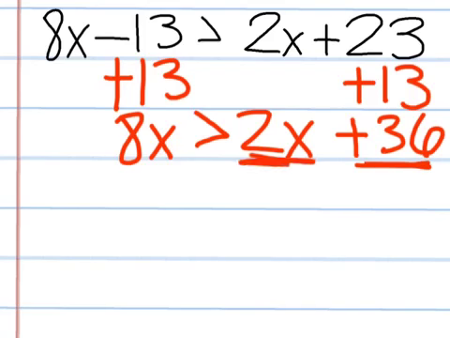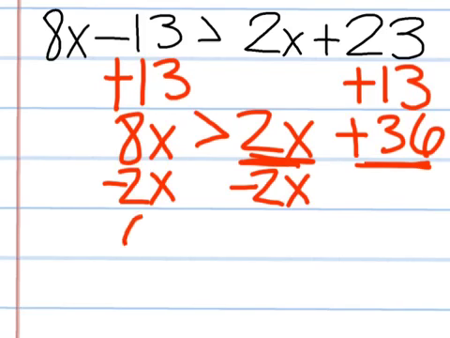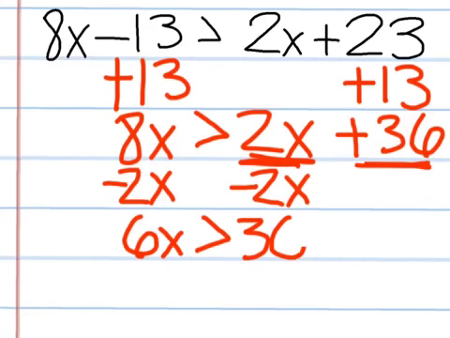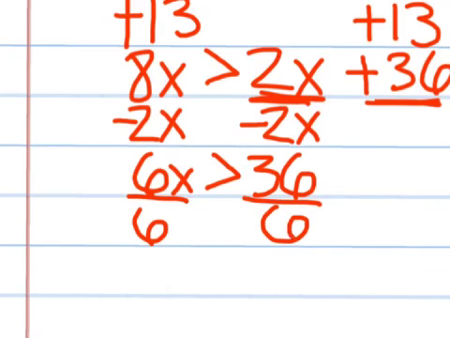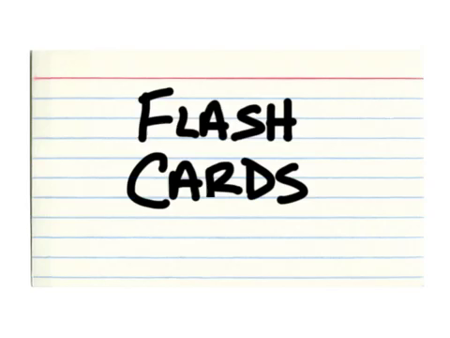Now we have our numbers together. We need to get our x's together, which means we're going to have to move our 2x. So we're going to subtract 2x from both sides. When we do that, we get 6x is greater than 36. We divide by 6. When we do that, we have x is greater than 6.